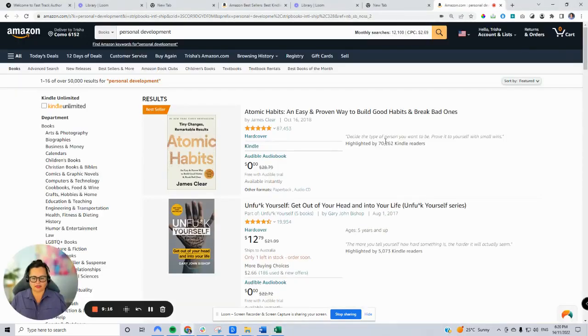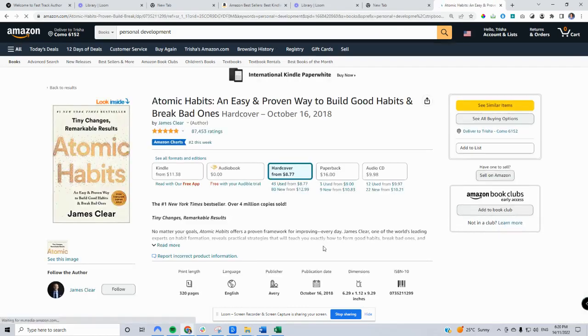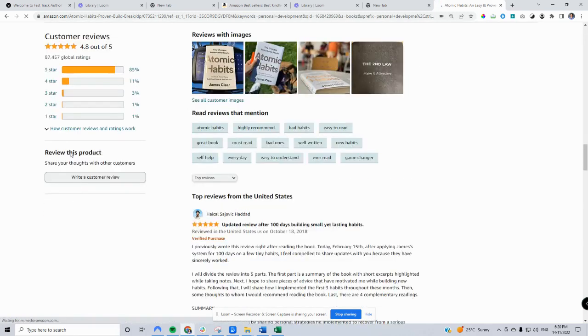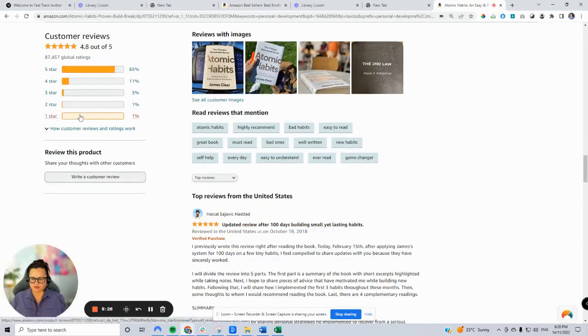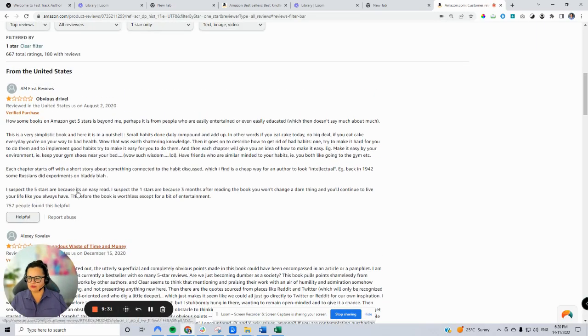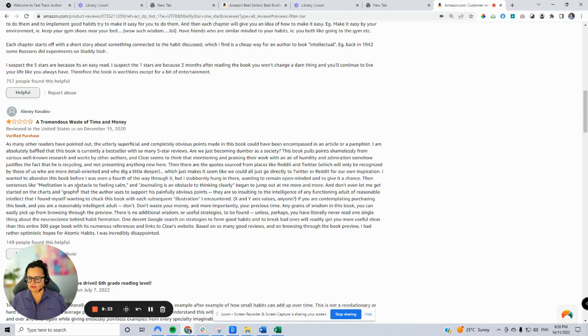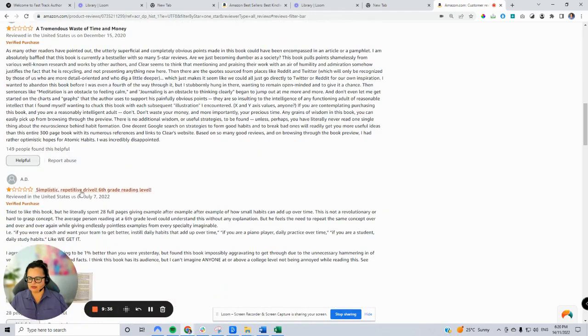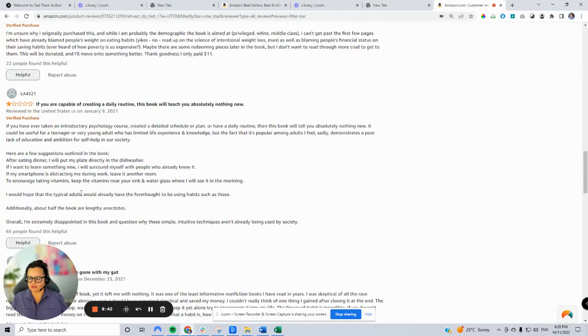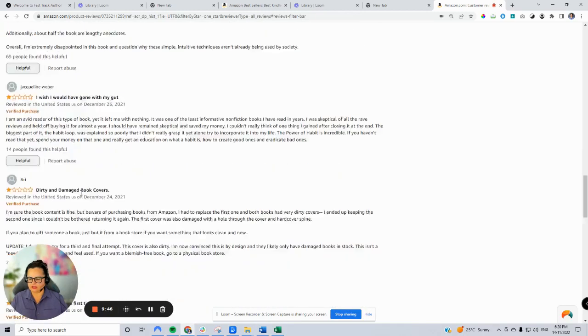And let me give you an example. So let's say we go to Atomic Habits and we want to write a competitor book for this one. We're going to look at the worst reviews and see what people are saying. A lot of drivel, waste of time and money, simplistic, repetitive, 6th grade reading, classic content filled with diet noise. If you're capable of creating daily routine, this book will teach you nothing. I wish I would have gone with my gut.